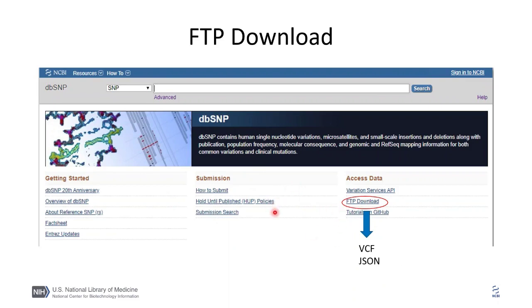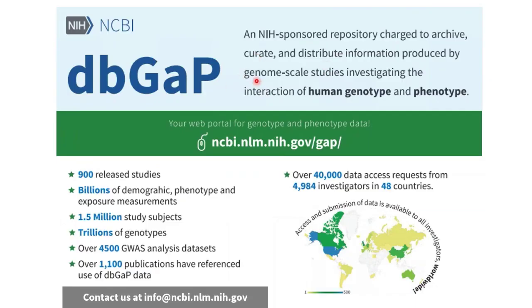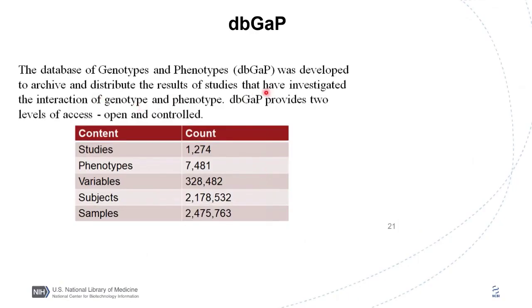So next I want to describe to you the ALFA project of dbGaP. So dbGaP is a database that's housed at NCBI that contains the results of studies that look at the interaction of human genotype and phenotype. It contains a large amount of data, including over 1.5 million subjects and trillions of genotypes. So dbGaP actually has two access levels, open and controlled.